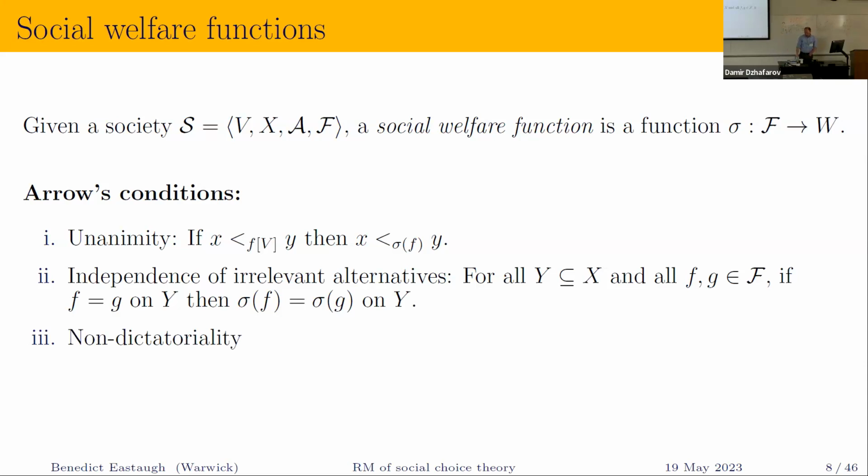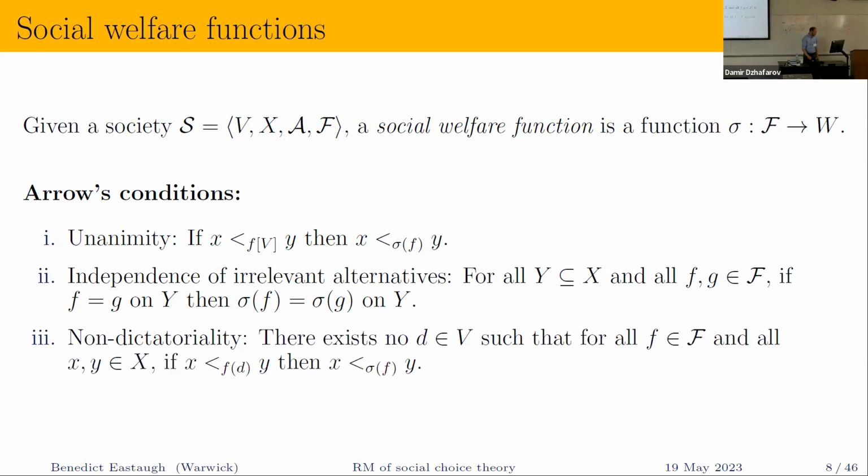Okay, and then finally, non-dictatoriality. So the idea is just that no single voter should be able to impose their will on the whole society. So there shouldn't be any voter who always gets their way. Obviously, in the social choice theory, economics and political philosophy literature, it's laden with a certain moral valence, but we can just treat it as a mathematical condition. For all voters, there exists a profile where they prefer x to y, but the social welfare function prefers y to x, or at least does not rank x at least as highly as y.